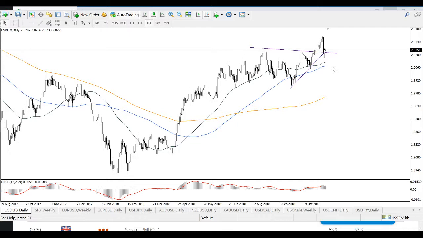And according to the opinion polls, Democrats can take control over the House of Representatives, while the Republicans will be able to retain the Senate. This development may lead to a short-term negative reaction in the USD.